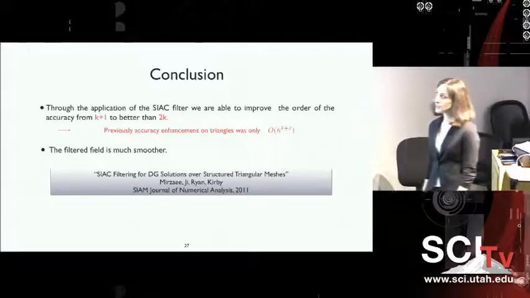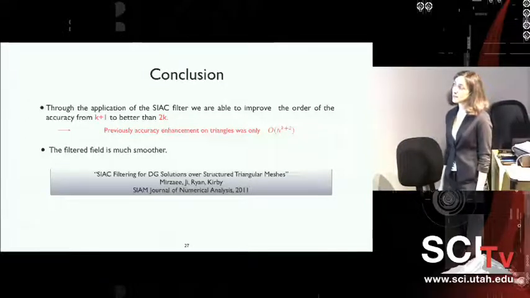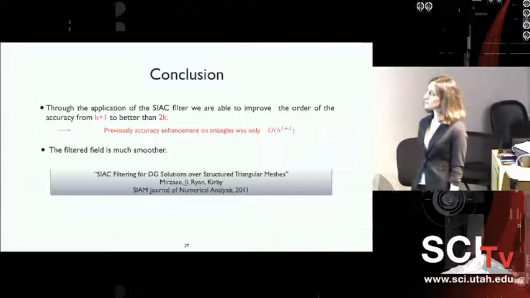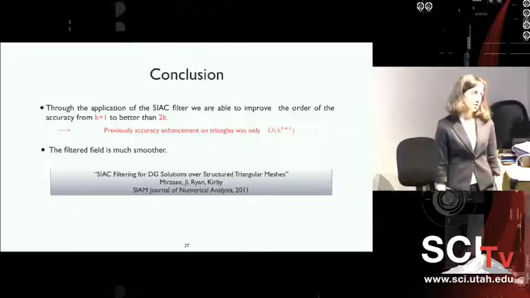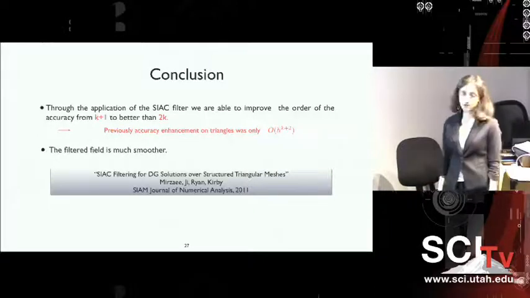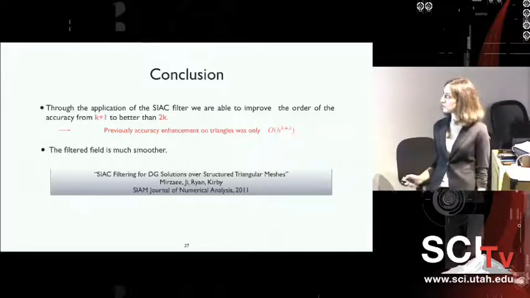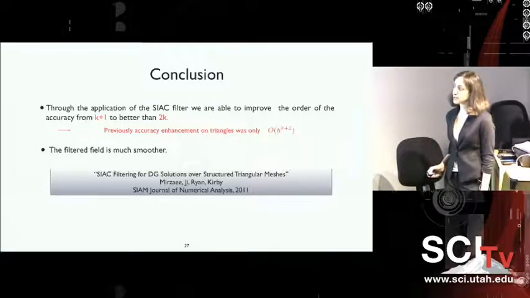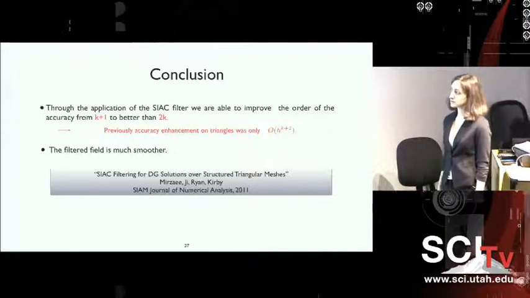So the conclusion that we can make is that through the application of the SIAC filter, we are able to improve the order of accuracy from K plus 1 to better than 2K. And this is important because previously accuracy enhancement on triangles was only K plus 2. And as we saw, the filter field is much smoother. Again, the detail of the proof with more examples are available in this published journal article.